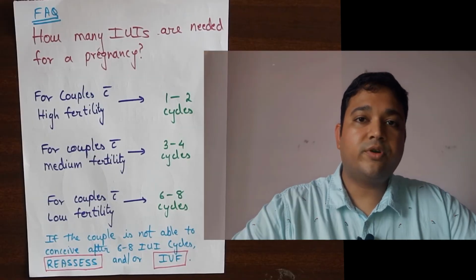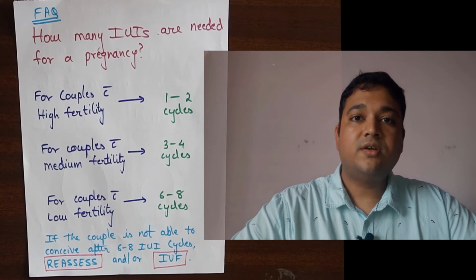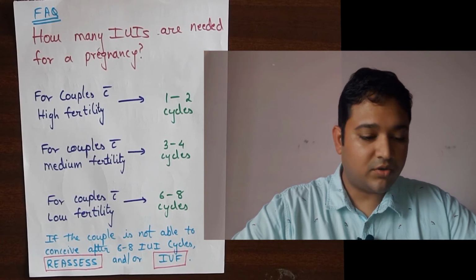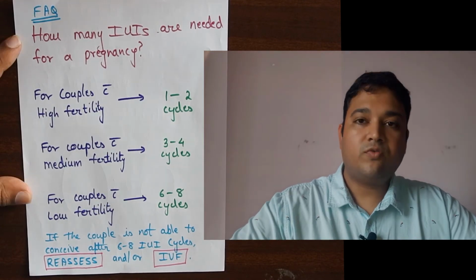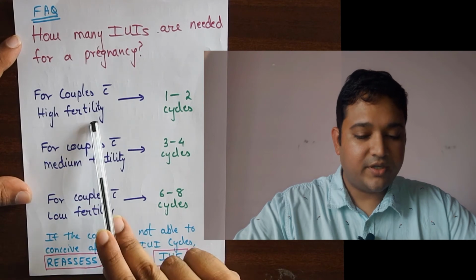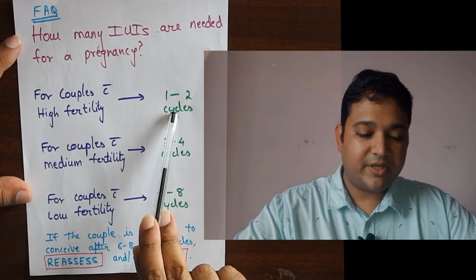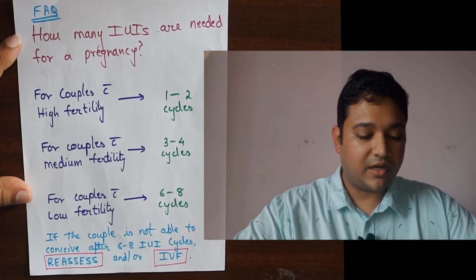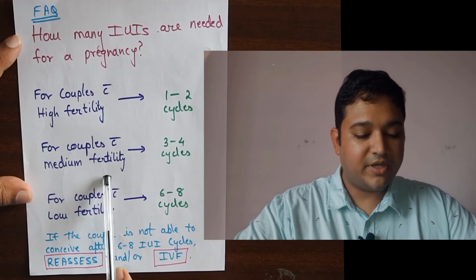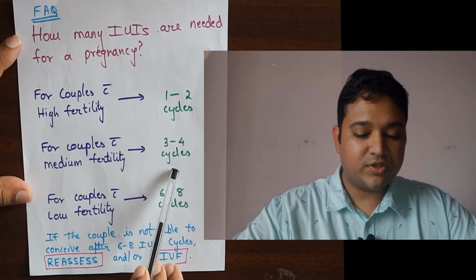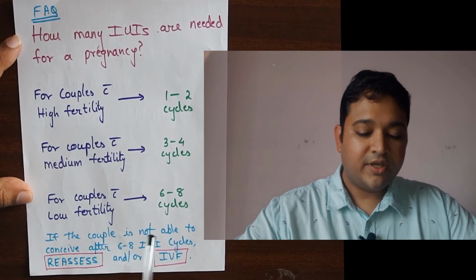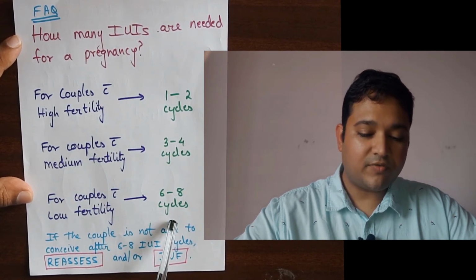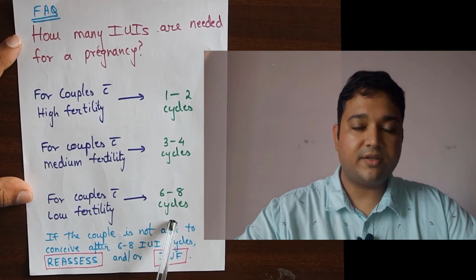Another very important question which we will answer about IUI treatment is on your slide on the screen. How many IUI treatments are necessary for a pregnancy? For couples with a high fertility, 1 to 2 cycles may be enough to have a pregnancy. However, for a couple with medium fertility, maybe 3 to 4 cycles are necessary. Whereas for couples with low fertility, even 6 to 8 cycles of IUI treatment may be necessary.